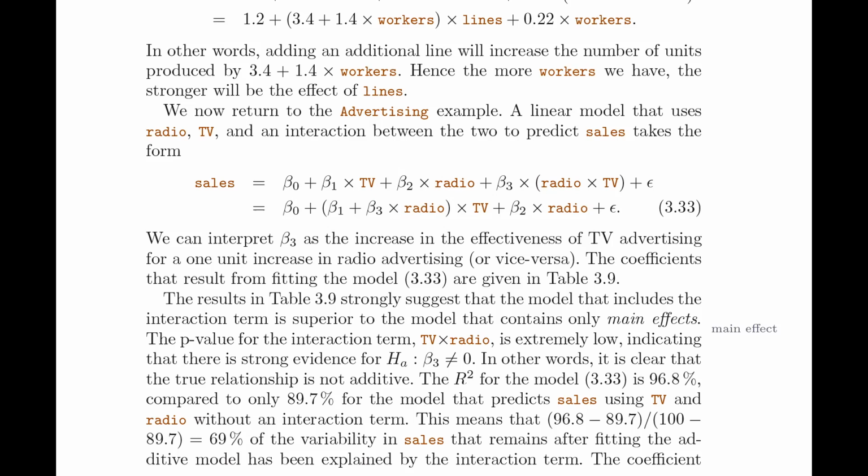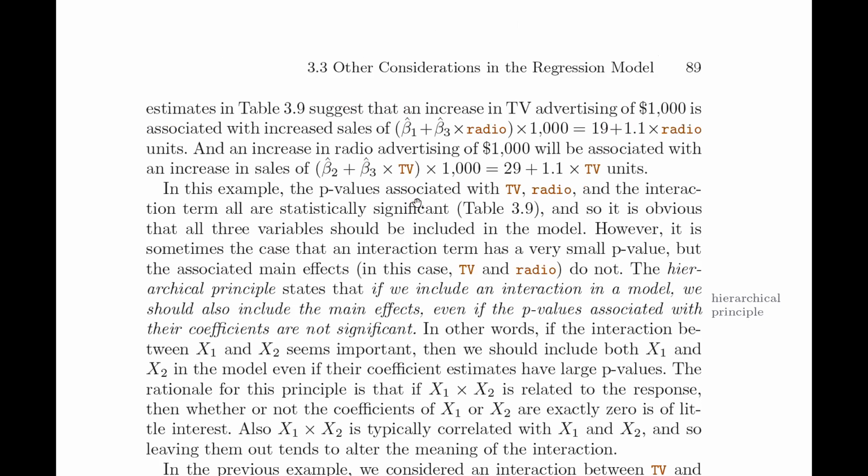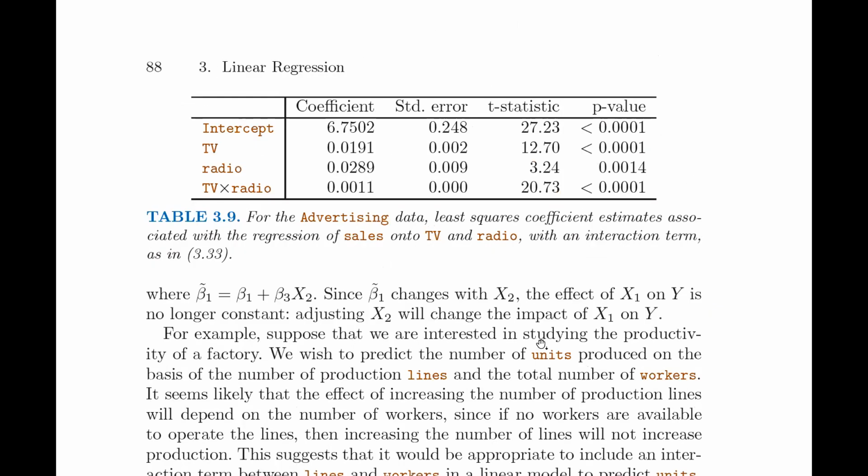We can interpret beta 3 as the increase in the effectiveness of TV advertising for a 1 unit increase in radio advertising. Or vice versa. I think vice versa makes a bit more sense to me. The coefficients that result from fitting the model 3.33 are given in table 3.9 over here. And look, they are statistically significant.